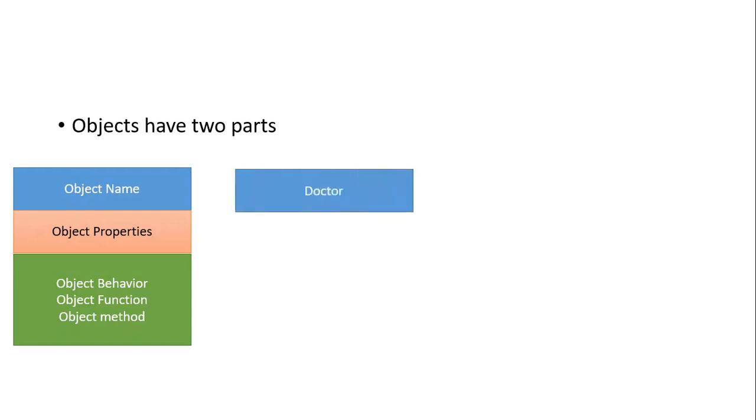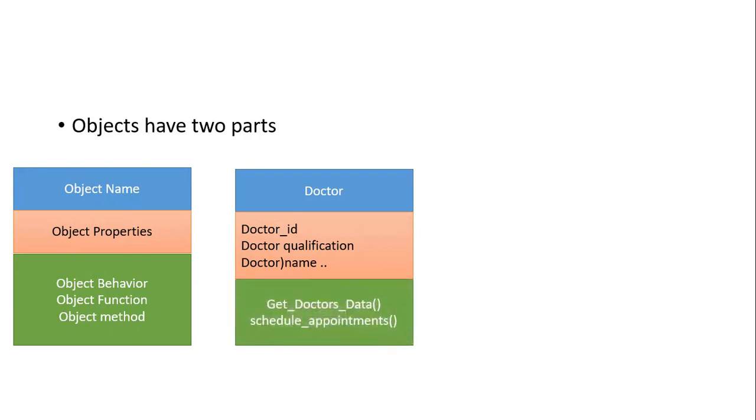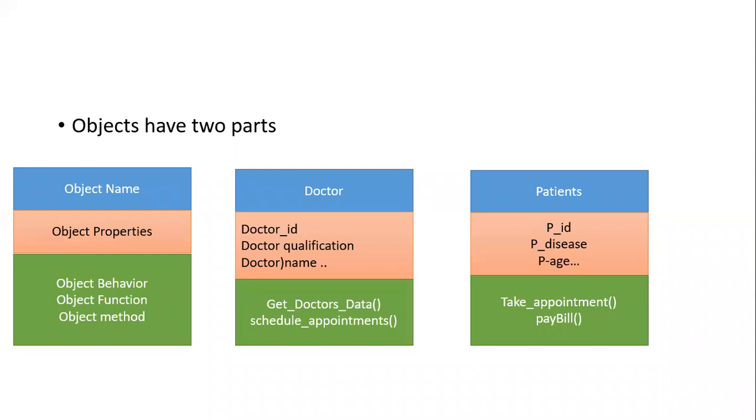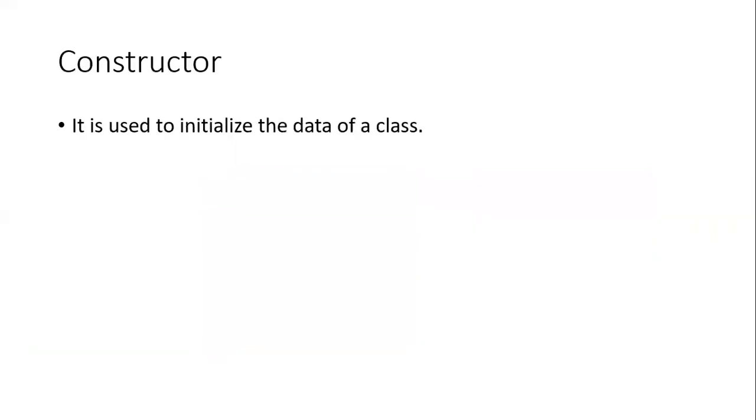There is one example over here: if there is a doctor, then it could have some attributes or properties, like ID, qualification, and name, and it could also have some behaviors, like getting the details of the doctors, scheduling appointments, etc. There is another example of a class called the patient class. It has relevant attributes or properties like patient ID, patient disease, and patient age, and it also has some behaviors like taking appointments and paying bills.